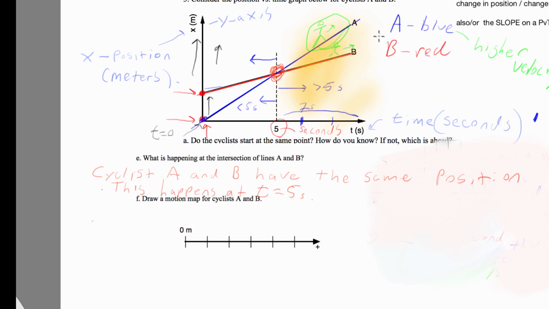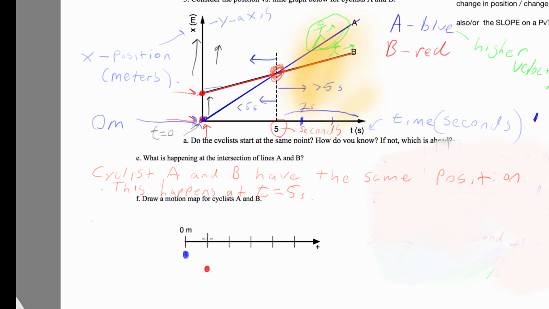So we'll do that. I'm going to use the same colors as I used before. Now here it gives me a 0 meters, and this is kind of difficult because I don't know where 0 meters is. So I have to decide and say with conviction that that is 0 meters. I am going to call that 0 meters at the start, so that the blue cyclist starts at 0 meters and the red cyclist starts a little bit ahead of him.